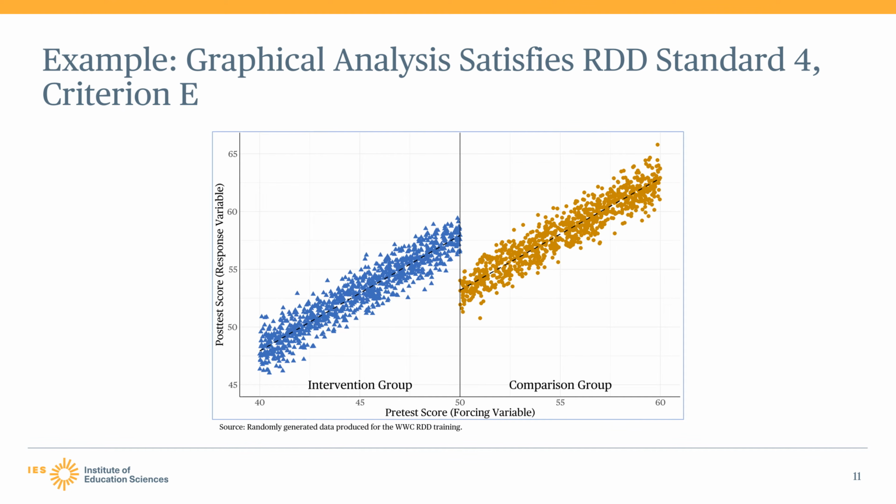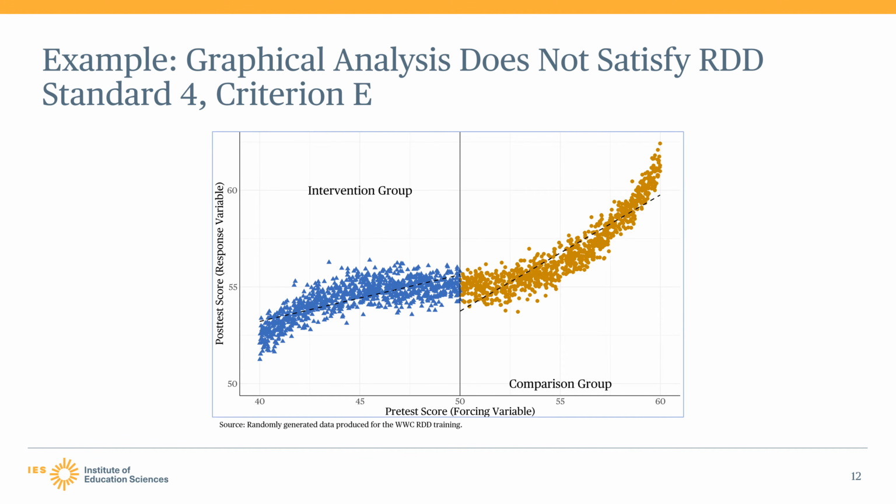Here's an example, a graph that displays a scatter plot of raw data and the fitted regression lines used to estimate the intervention impact at the cutoff score of 50. This graphical analysis would satisfy criterion E of the functional form and bandwidth standard. The functional form specification used for the impact analysis is consistent with the outcome forcing variable relationship shown here. In this example, the authors used a global linear regression estimated separately on either side of the cutoff, and the scatter plot suggests that this is indeed a consistent and reasonable choice of a functional form for these data.